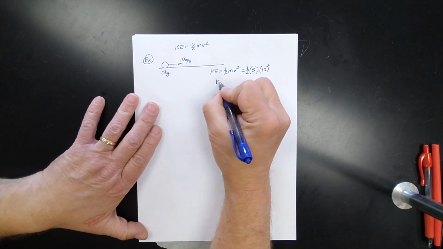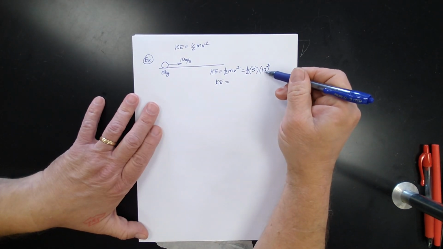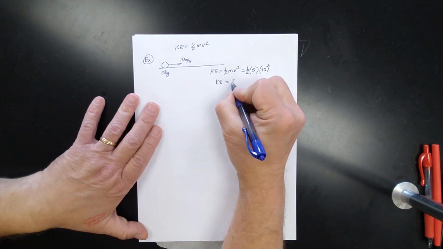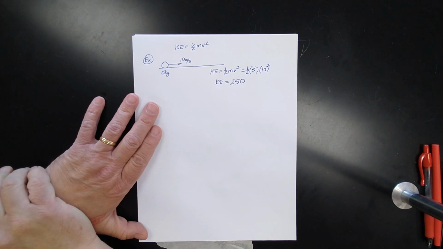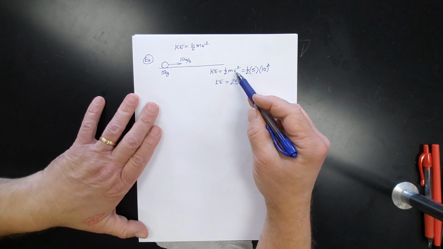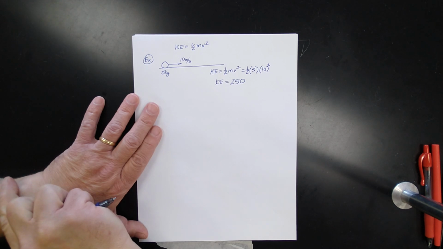So our kinetic energy is going to be, let's see, 10 times 10. 10 squared is 100. 100 times 5 is 500. Half of 500 is 250. So 250 what? Let's see, this will be kilograms. And velocity is meters per second, so that's going to be meters squared over second squared. What an ugly unit. A kilogram meter squared over a second squared.